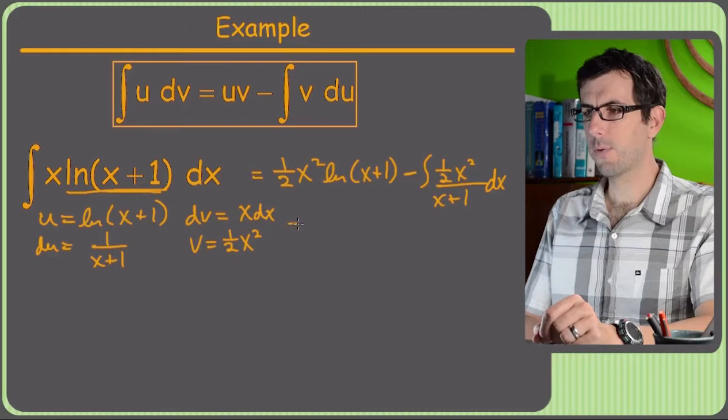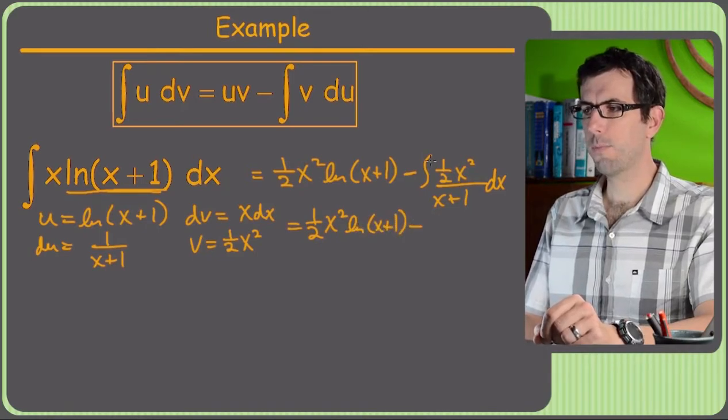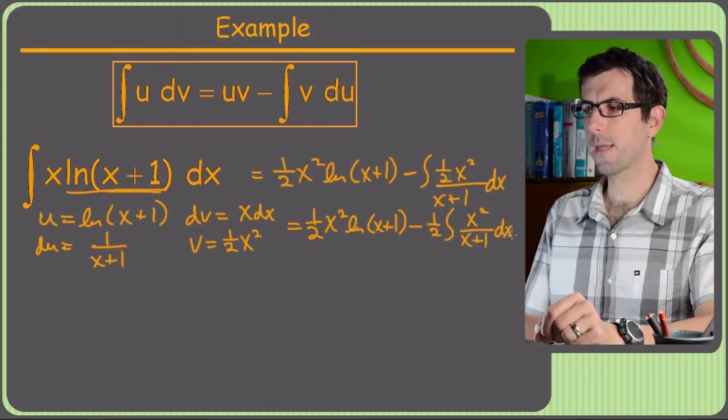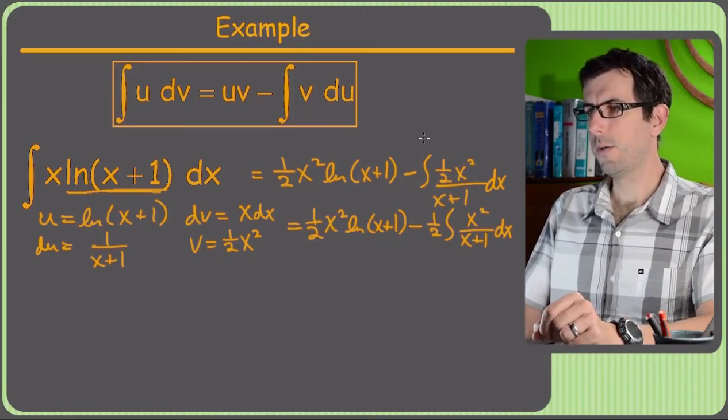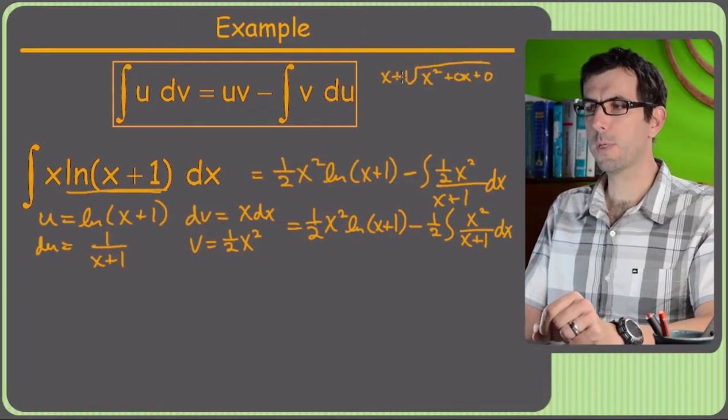So I'm going to rewrite this real quick to get rid of those 1/2s. So it's 1/2 times x squared ln x plus 1 minus, I'm just going to put that 1/2 out front, make things a little cleaner for when I come back in a second after doing long division. So long division of x plus 1 into x squared plus 0x plus 0.